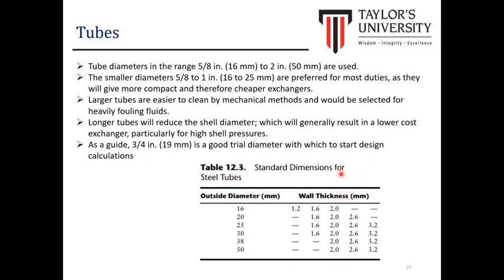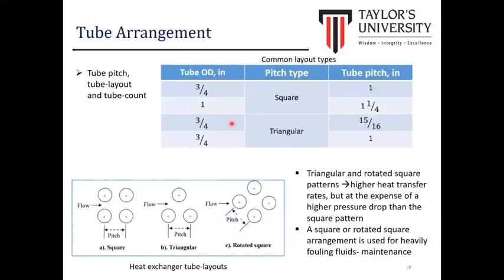These are the standard diameters for steel tube. If we have an outside diameter of about 16 mm, the wall thickness could be either 1.2 and so on. So basically, you may refer to this table to define your diameter, and it gives you the wall thickness.